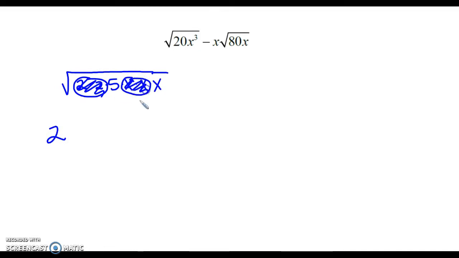I'm looking for pairs of 2. 5x. Okay, now we can subtract. Here we have x.